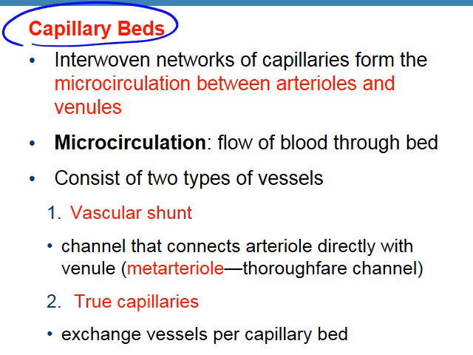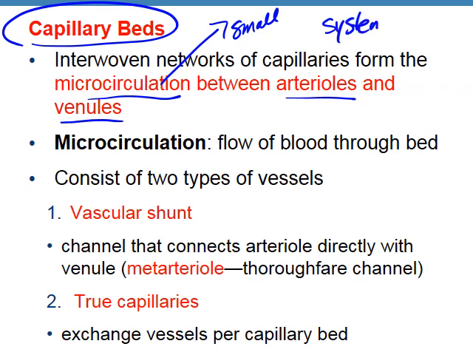Now we get to move on to capillary beds. So what are capillary beds? They are microcirculation between arterioles and venules. So when they say microcirculation, they're saying small. They're not talking about systemic or pulmonary circulation, right? That's huge. That's large scale. So these guys are large scale. They're talking about small scale.